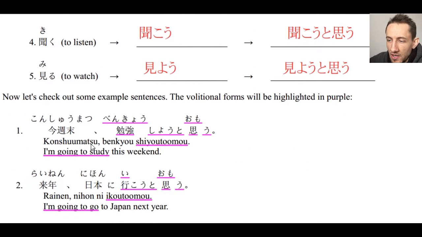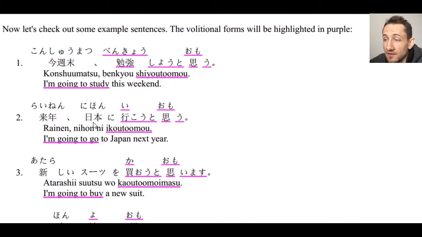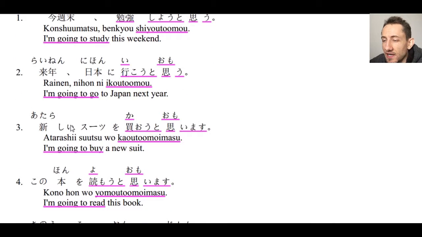So the volitional forms will be highlighted in purple, so they're easy to see. But number 1, we have 今週末勉強しようと思う. So I'm going to study this weekend. That's what I'm going to do, right? That's my intention. 勉強しようと思う. Number 2, 来年日本に行こうと思う. So I'm going to go to Japan next year. 来年, next year.